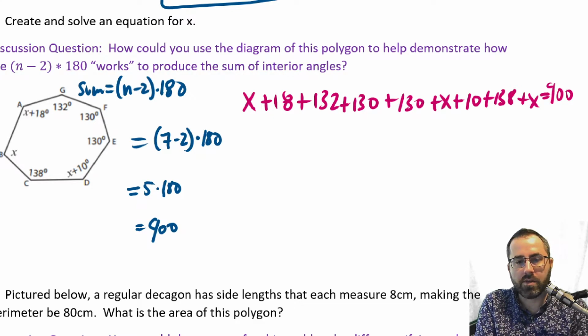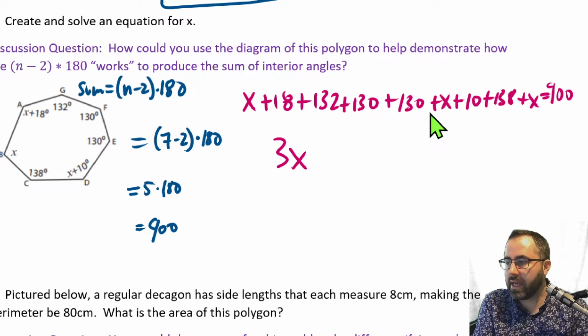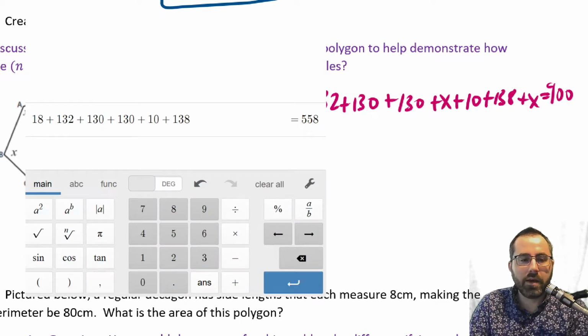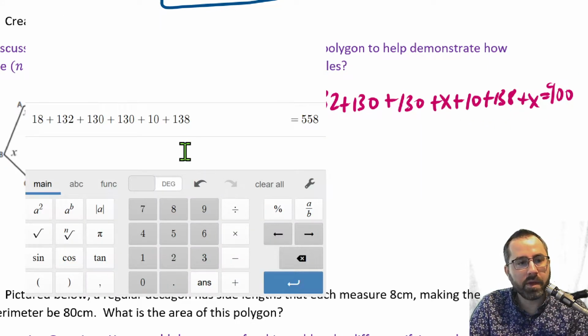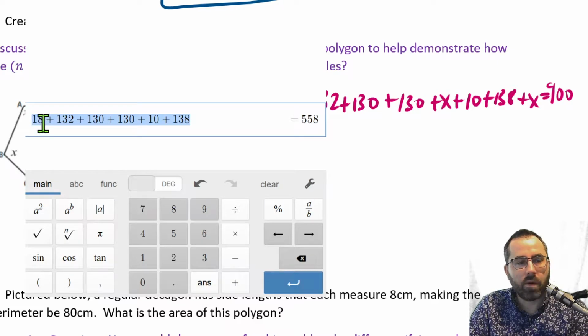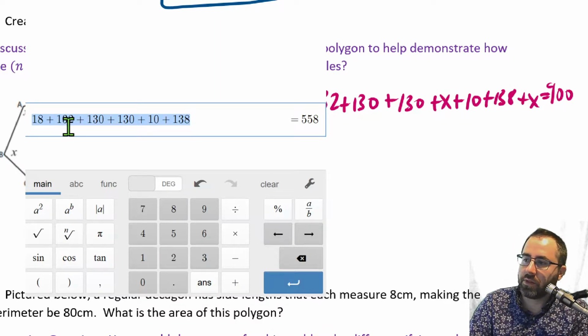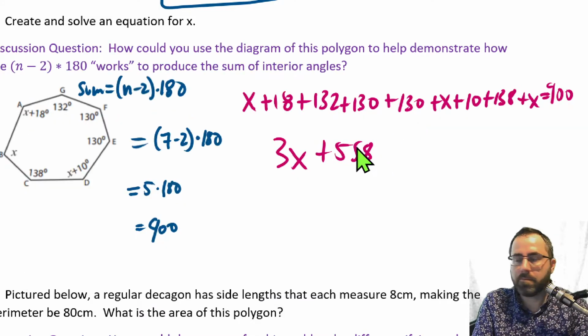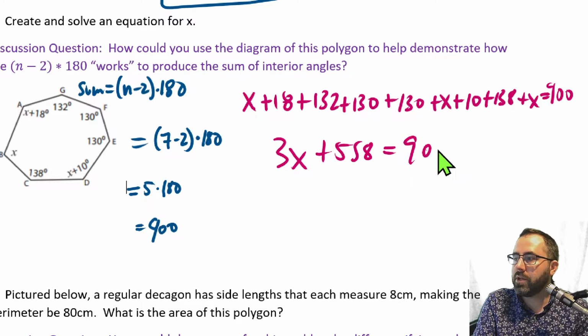So we see that there's 3 x's, so there's 3x. And adding up all these numbers on a calculator, I actually summed up already. Here are the whole numbers that we're adding up: 18, 132, 130, 130, 10, and 138. Sums to 558. So just finishing this work, 558 plus 3x equals 900, and now we solve.